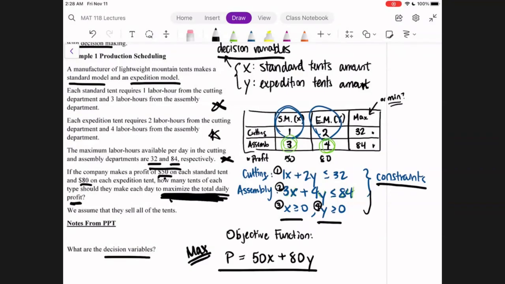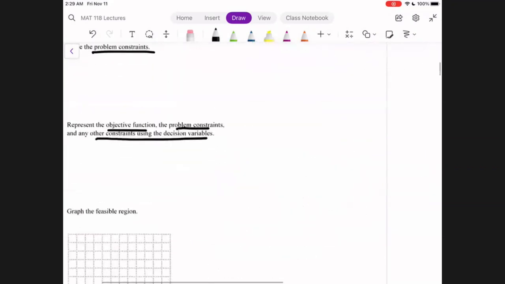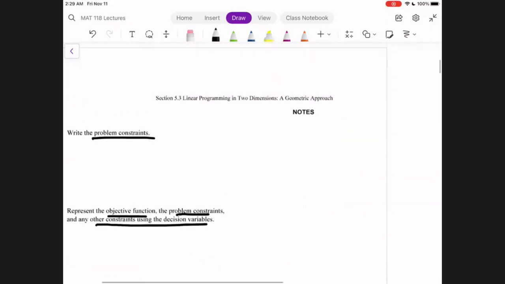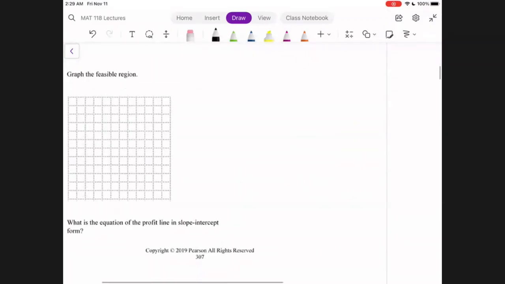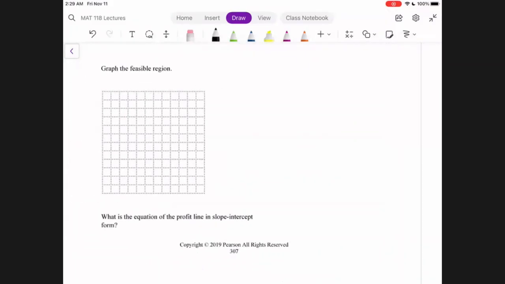So you could do a few things here. I will walk you through the problem. We talked about the constraints, we talked about the objective function and the decision variables. So now we're at this point here, graphing the feasible region. You want to graph both of these. Since I have non-negative constraints, I'm just going to assume I'm in the first quadrant.